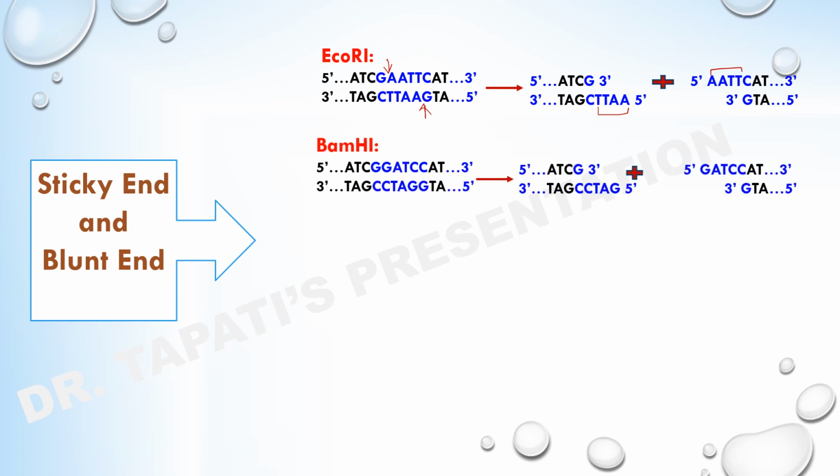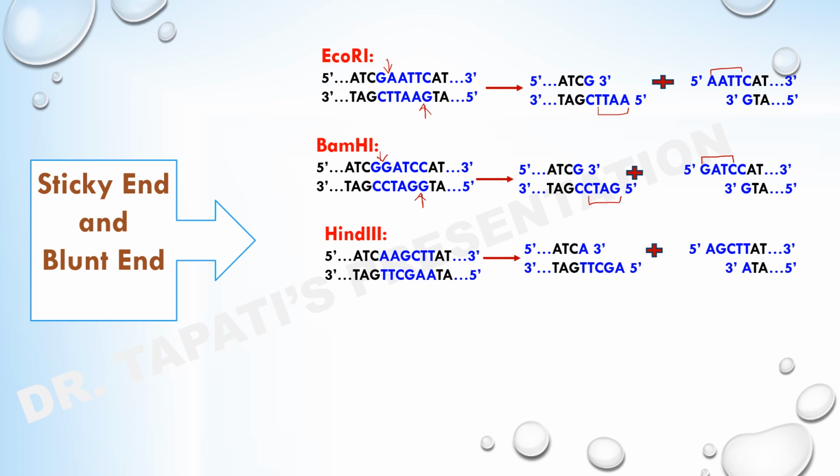Now, another example is BamHI. The recognition site is GGATCC. It cuts in between the GG sequence and it is producing 5' overhangs. That means 5' sticky ends. If you consider HindIII, it recognizes the AAGCTT sequence and it cuts in between the AA sequence. It produces 5' sticky ends.